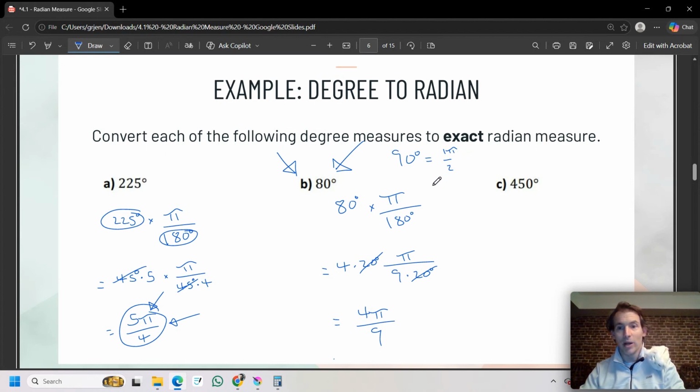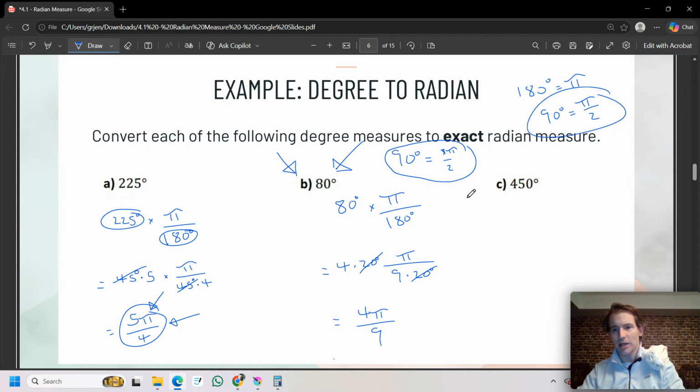I don't know why I wrote 1 pi up there. You just write pi on 2. So that one is one you can memorize, okay? It's a good benchmark. If 180 degrees equals pi, then 90 degrees is pi on 2. Amazing, eh? And that's a really useful benchmark to have.